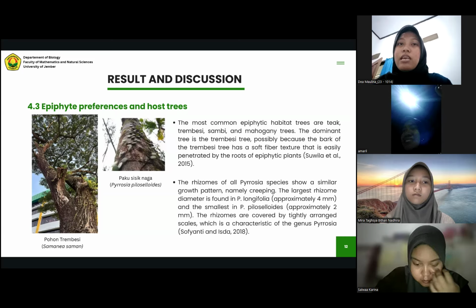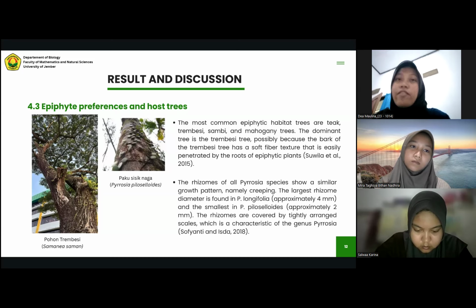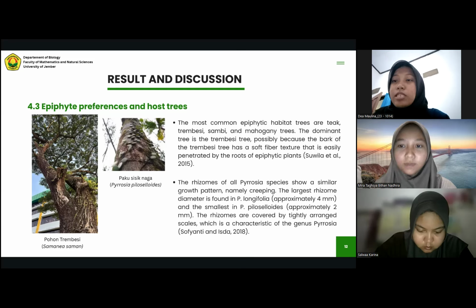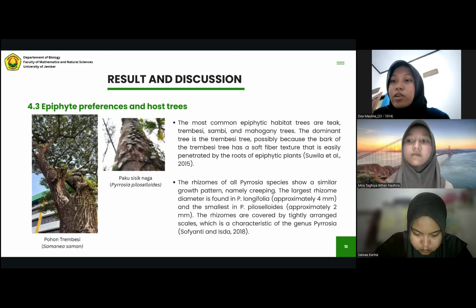And then let's see. Here's an image of Pyrrhosia pilosoides, which is the most dominant epiphyte in this study. Sofiyanti and Iriani 2018 explained that the rhizome of all Pyrrhosia species show a similar growth pattern, namely creeping, and Pyrrhosia pilosoides has the smallest rhizome diameter, which is approximately 2 mm.